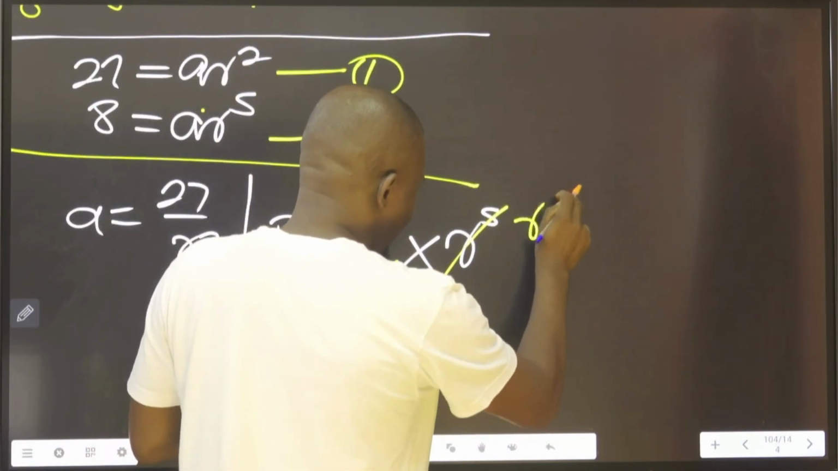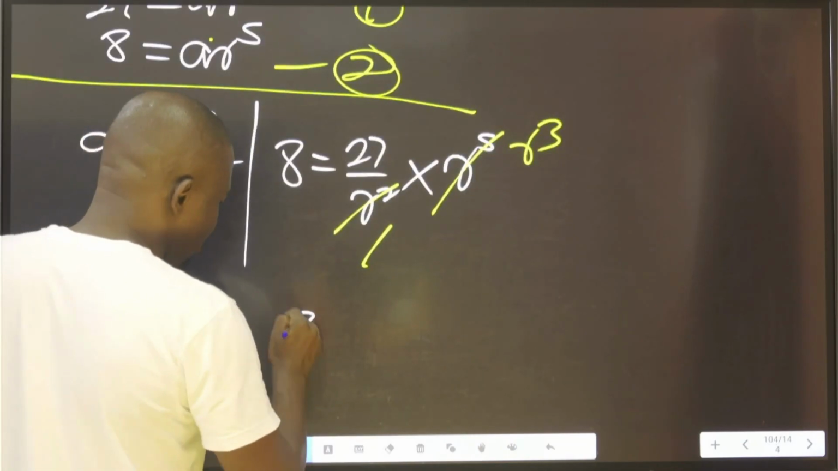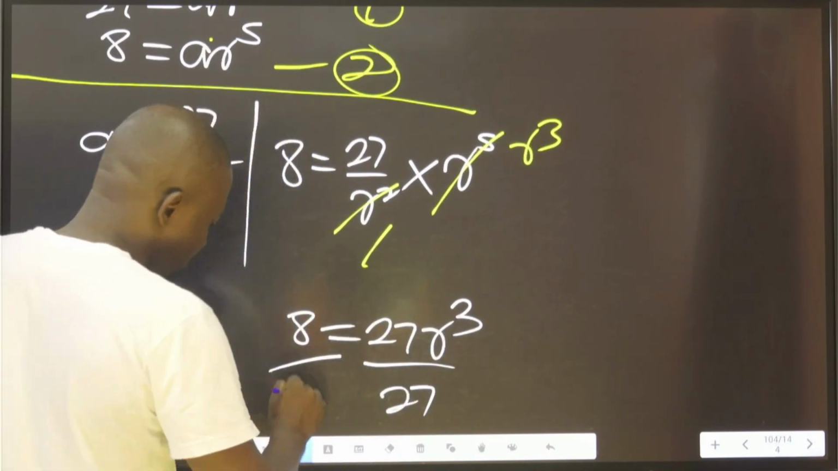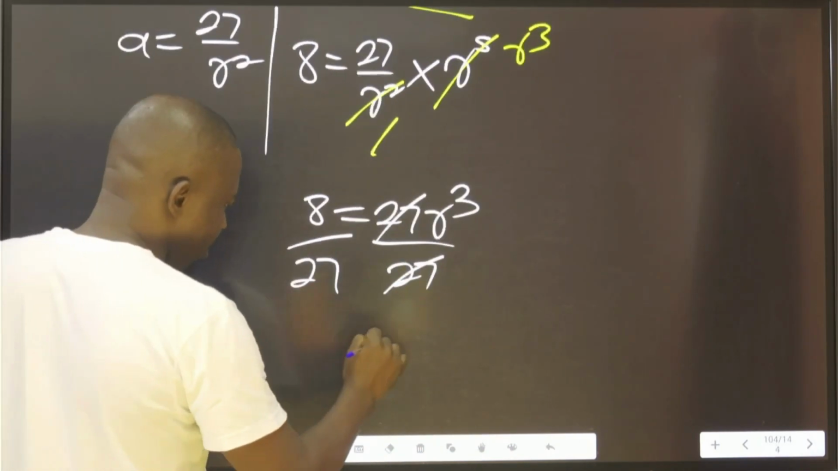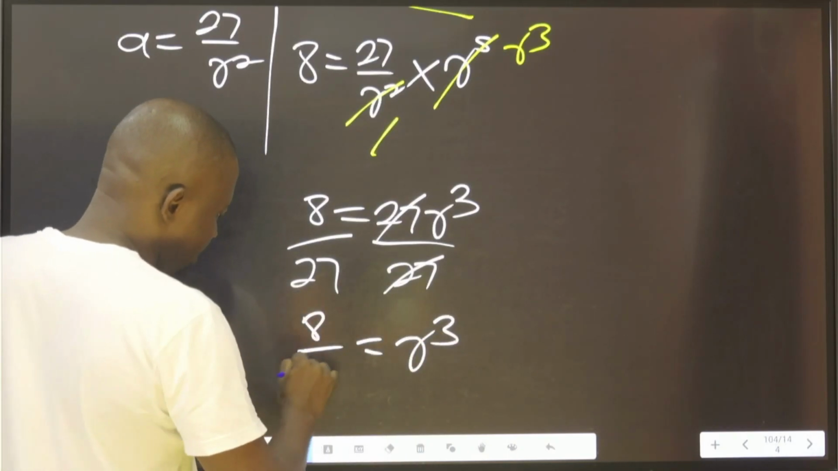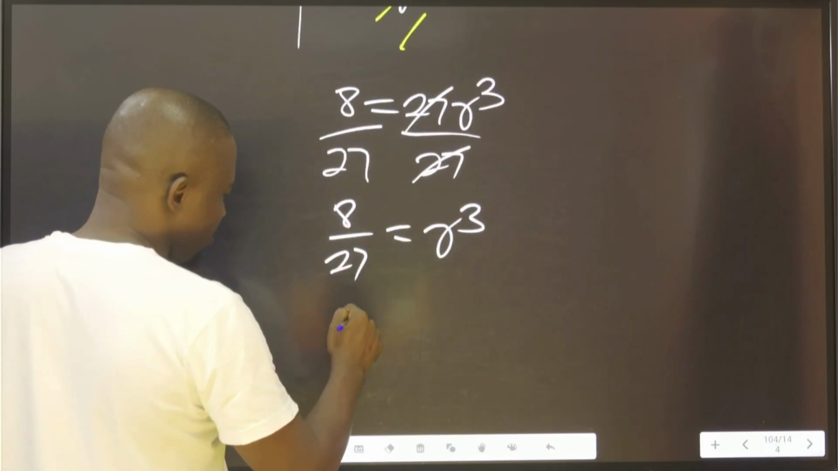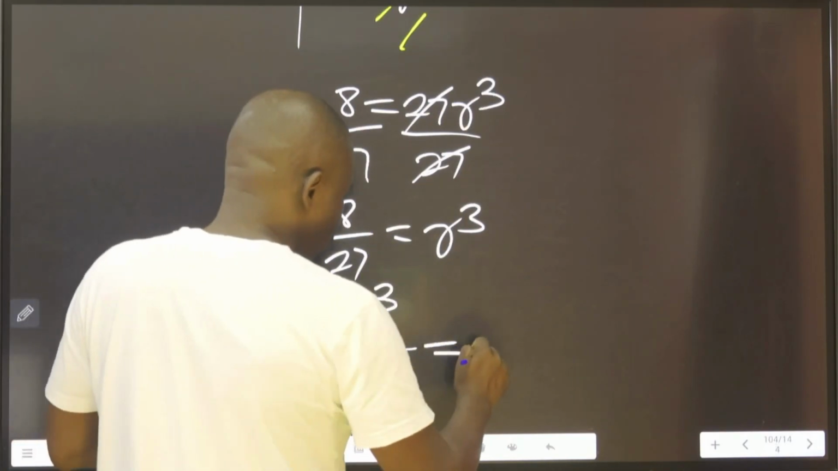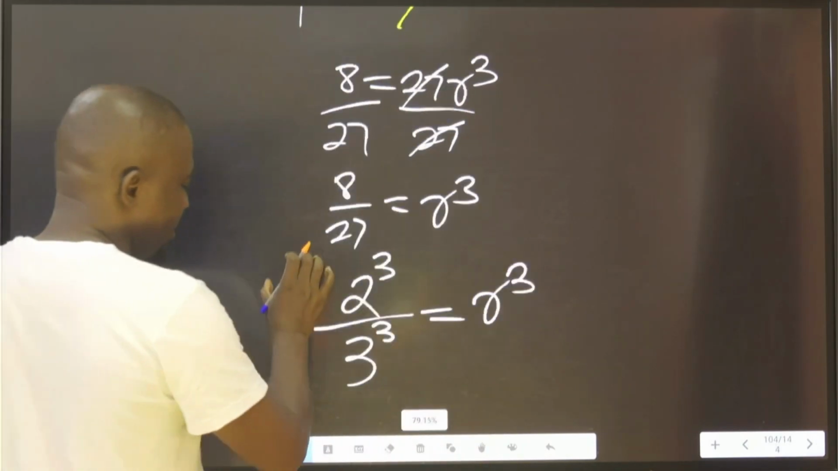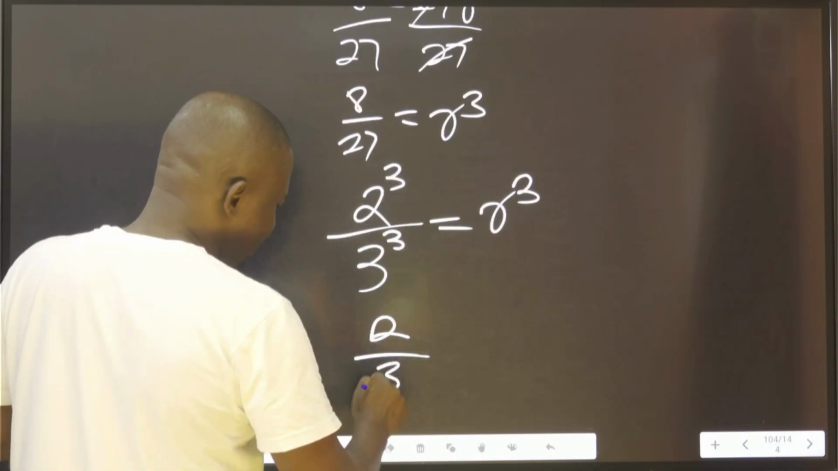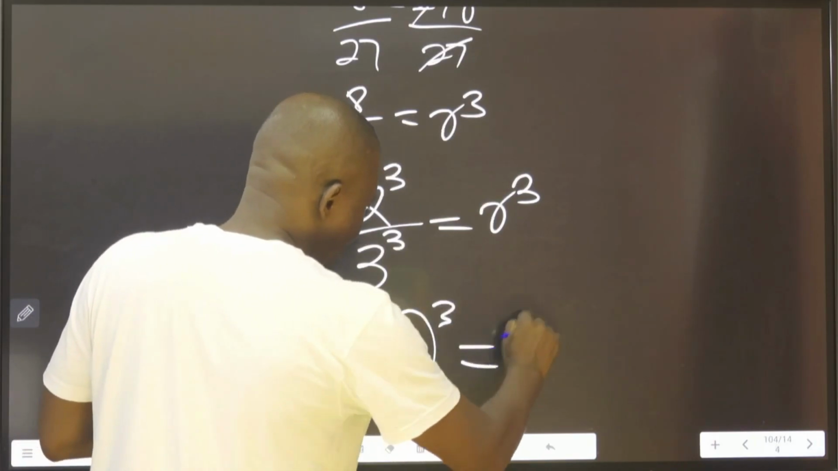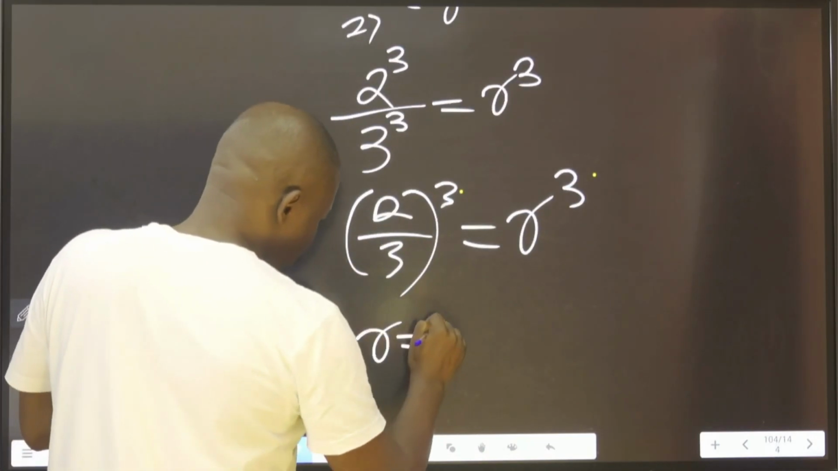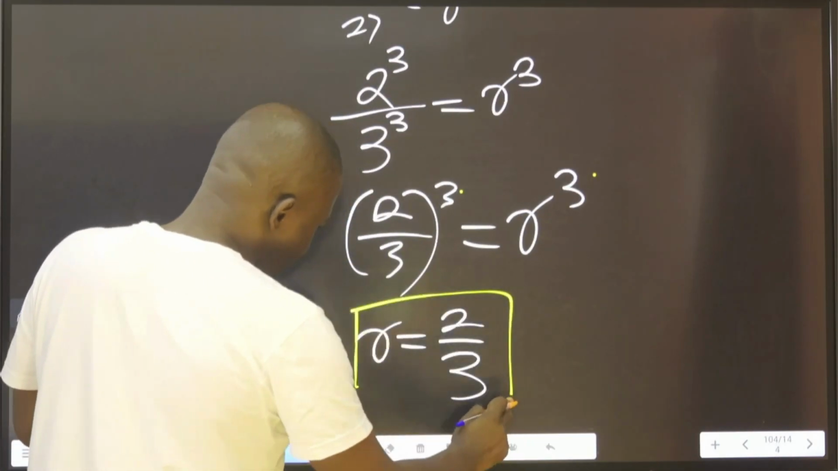This is r raised to power 3. That is to say, 8 is equal to 27 r raised to power 3. Divide both sides by 27. You agree with me? Then this is 2 raised to power 3 over 3 raised to power 3, which is equal to this. We can write this as 2 over 3 all raised to power 3 equals r raised to power 3. Because this and this are equal, it means therefore r is equal to 2 over 3. So this is our r.